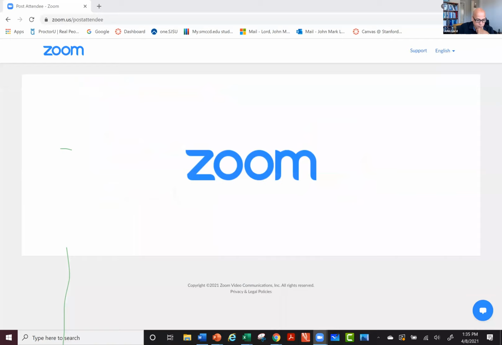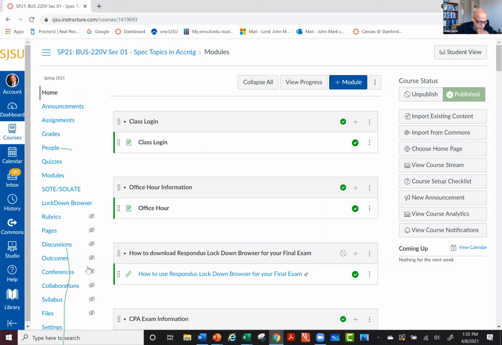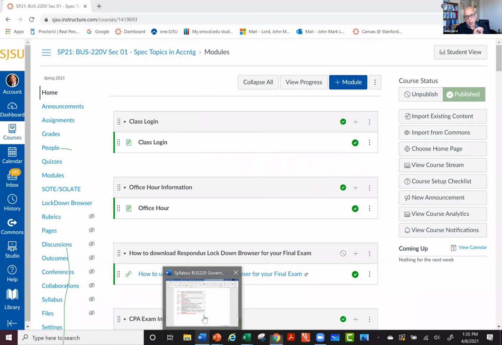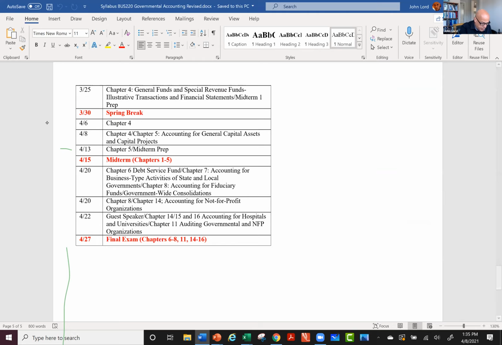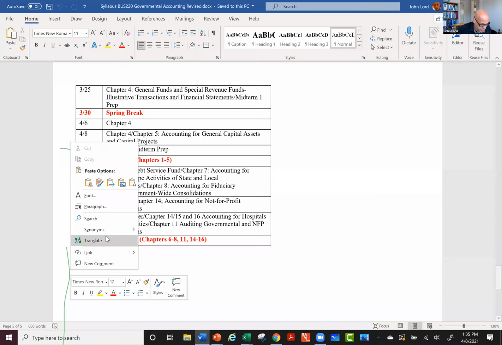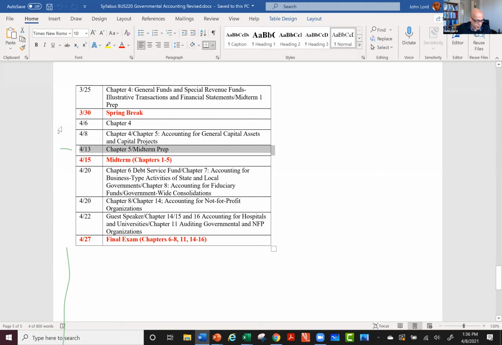Okay, let me get rid of all this stuff, and go ahead and take a look at the syllabus one more time. Because I don't know what that green line is all about. I have no idea where that's coming from. Okay. Hope that's not going to bug me all day here. What is going on? Why am I getting this green?